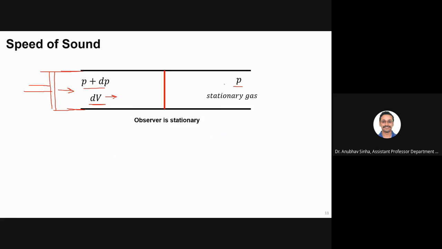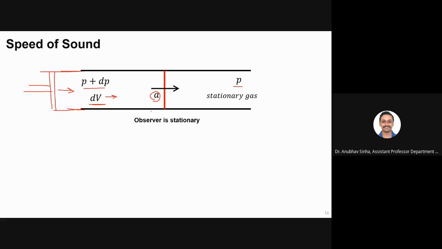While at this side we have a stationary gas, lying there at pressure P. Now we also have a sound wave, shown in red here, that is traveling towards the right with a velocity a. So this is what we want to find: how much is the speed of sound in a particular medium? Are you clear with the example of what we are talking about here?